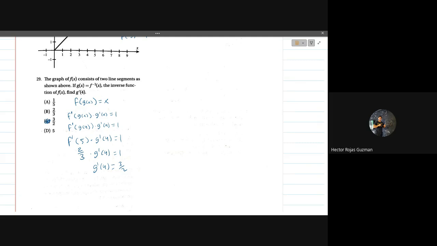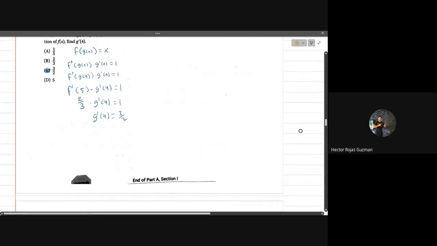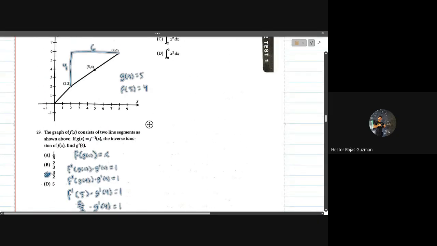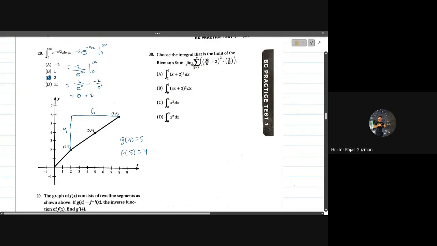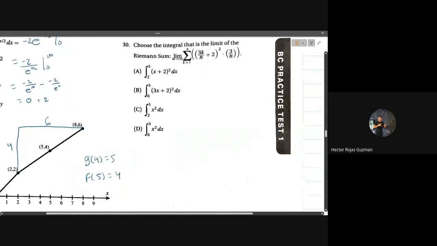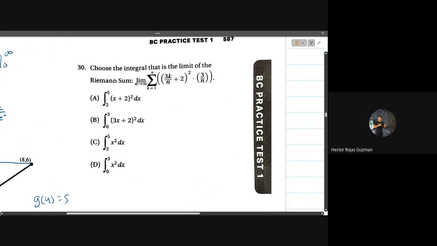Okay, last one. Come on. If the computer wants to scroll up. Okay. Choose the integral that is the limit of this Riemann sum.